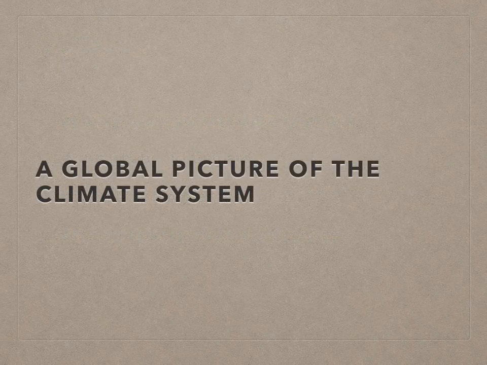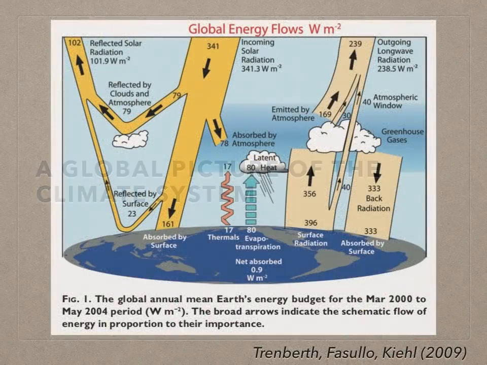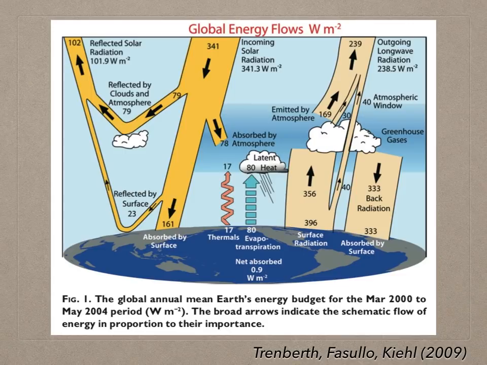So, a global picture of the climate system. Perhaps the best way to look at the global climate system is through the flow of energy. Here is a diagram that shows incoming solar radiation to the Earth's climate system and outgoing long-wave radiation. It's the balance between these flows of energy, that is solar energy and long-wave energy, that to first degree determines the temperature of the planet.